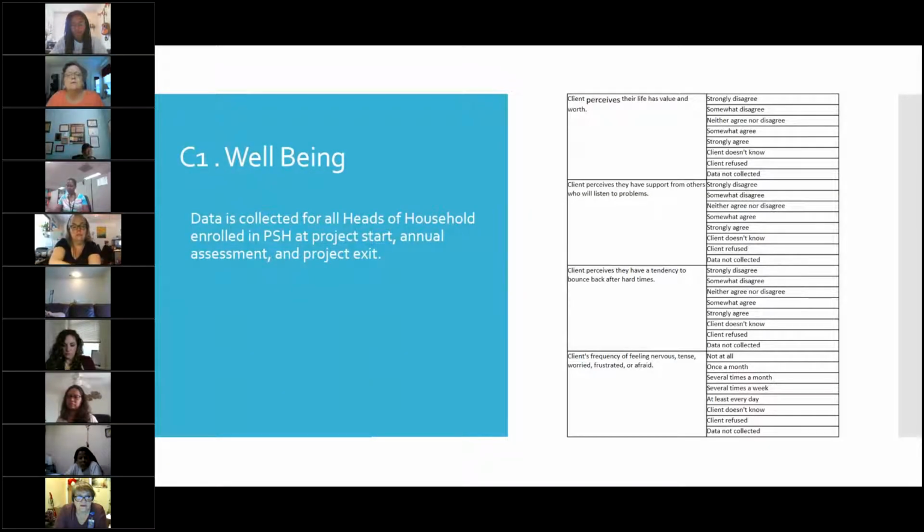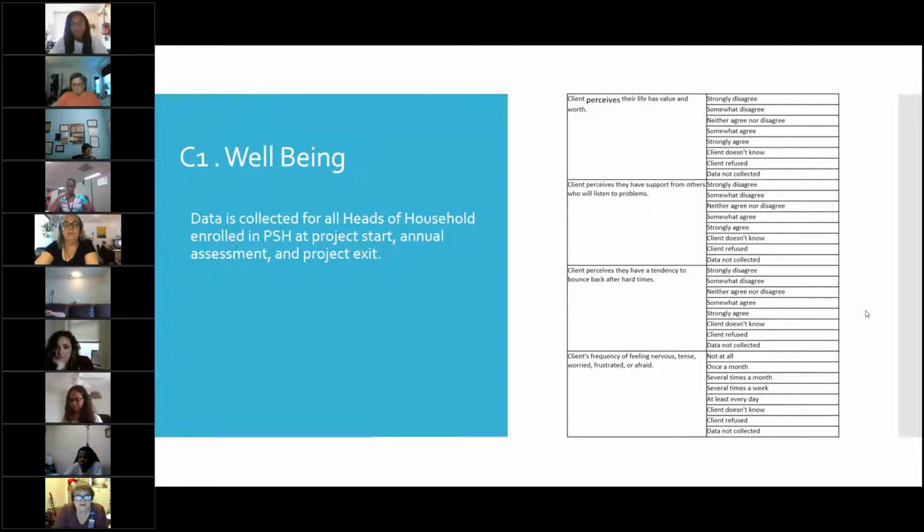Element C1, well-being. Well-being is a new data element added in the fiscal year 2022 data standards revision. This element is to be collected for all head of households enrolled in permanent supportive housing projects at project start, annual assessment, and project exit. The purpose of this data element is to better understand a person's personal well-being during their homelessness experience.